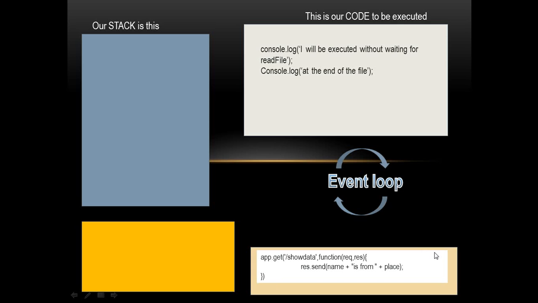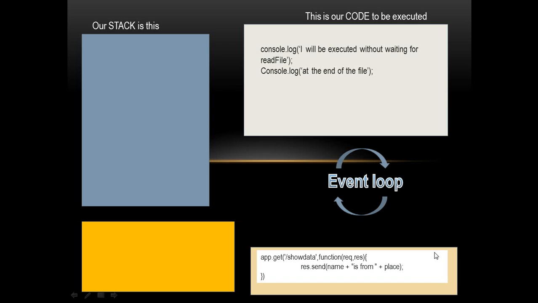As you can see, at the top right we have the code that has been there in our JavaScript. So the event loop has picked it up from the code execution place and put it in one place, and this is nothing but the event queue.